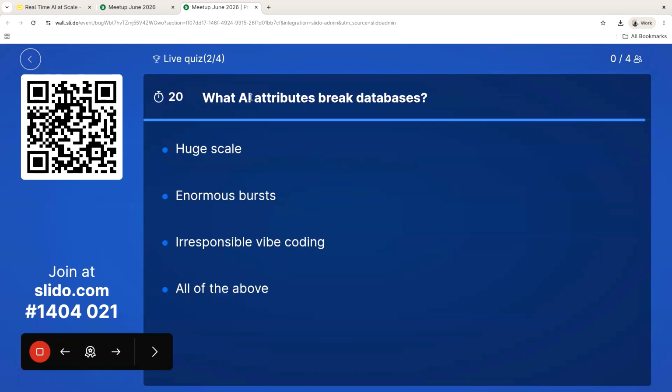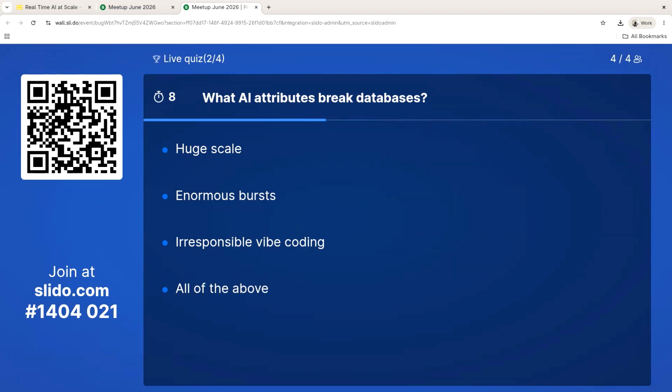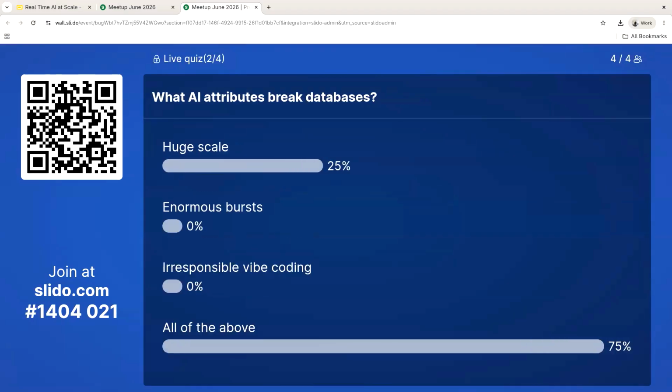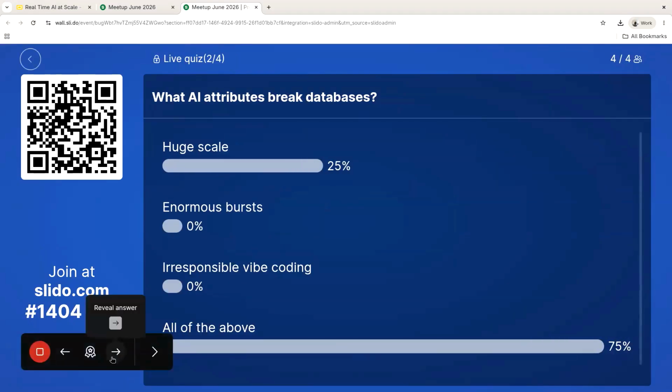Next, what AI attributes break databases? Is it huge scale, enormous bursts, irresponsible vibe coding, or all of the above? So I talked about this at the beginning of the talk. How can we break databases with AI? And most of you got it correct. The correct answer is all of the above. Lots of things break databases.